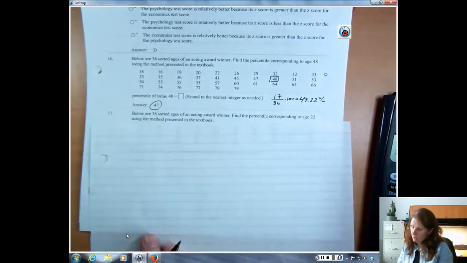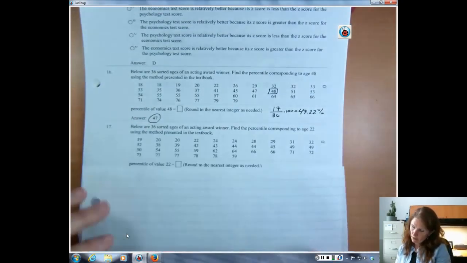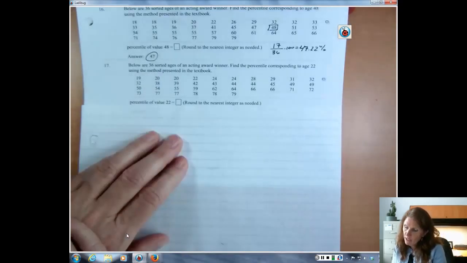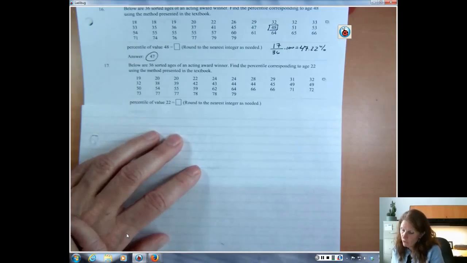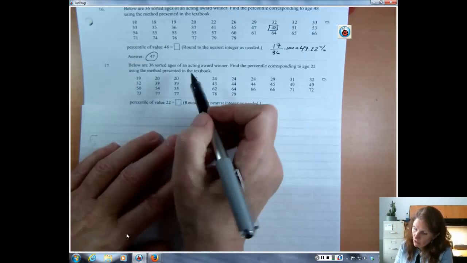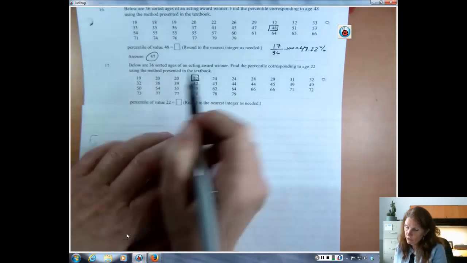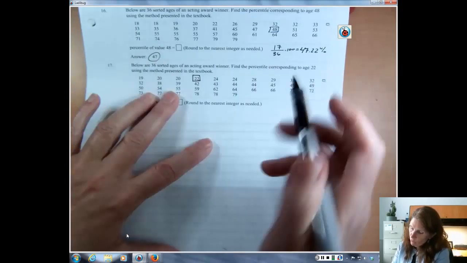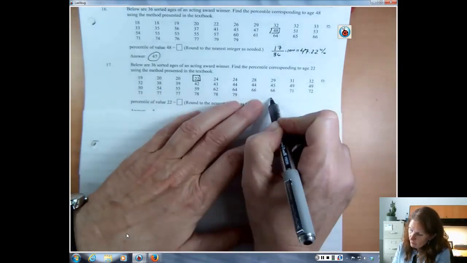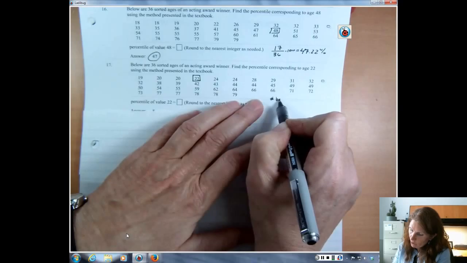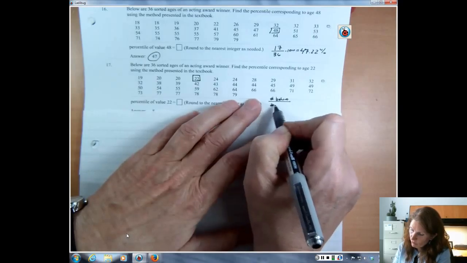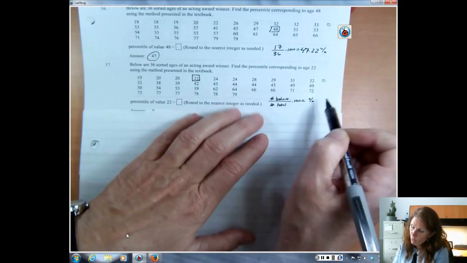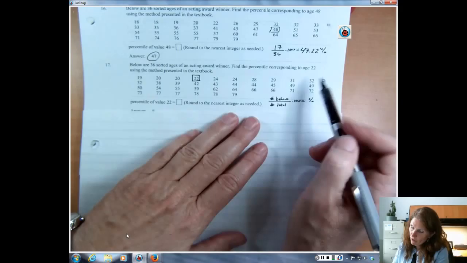Okay, so that's that. And now this is different because it's saying find the percentile that's corresponding to the age 22. So here's the 22 age, and we want to know what percentile that is. So it's kind of using this formula, which was the number below our particular number divided by the total number of values times 100 equals the percent.